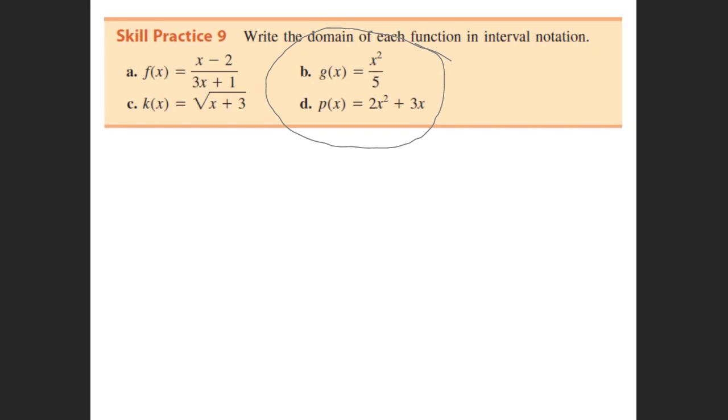The same for P. For P we don't have a denominator, nor a radical. So the domain for G and P is from minus infinity to infinity. We don't have an issue. For A, you have to exclude the 0 of the denominator. You have to solve 3x plus 1 equals 0 and exclude it from the real numbers. For K, you have to solve x plus 3 greater or equal to 0.